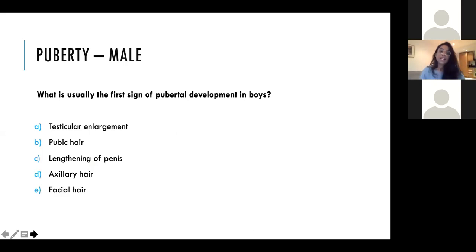Okay. What about in boys? What is the first sign of pubertal development? Okay, that was quick. Oh no, that was the previous question. Okay, good. Most people are going for testicular enlargement. Well done, guys. It is testicular enlargement.